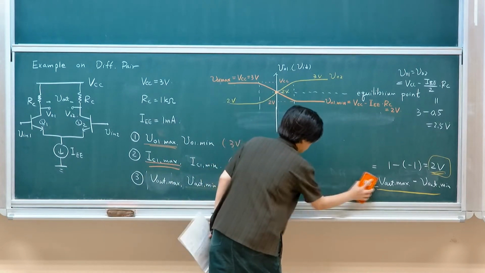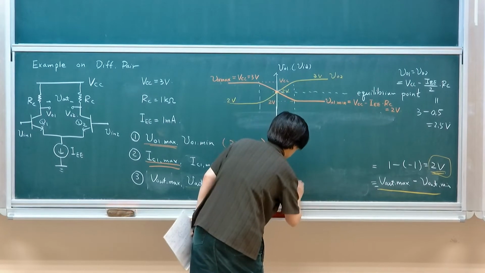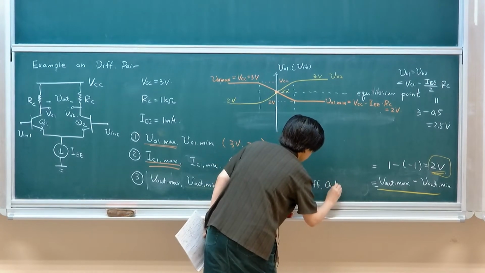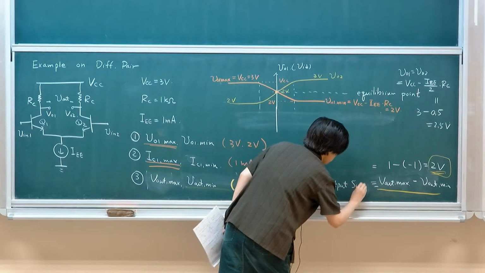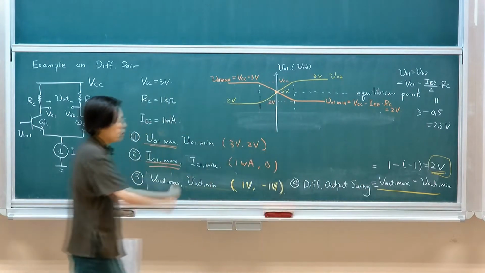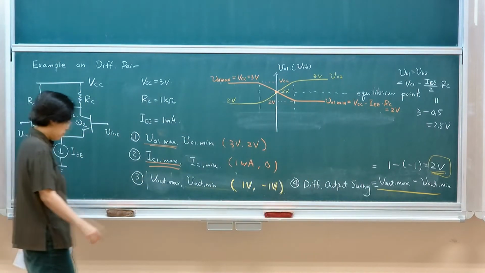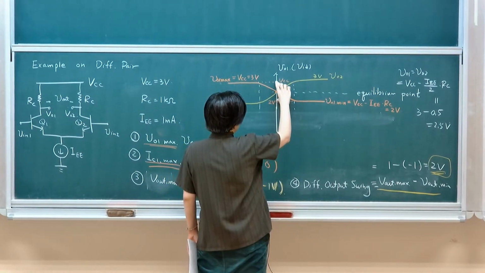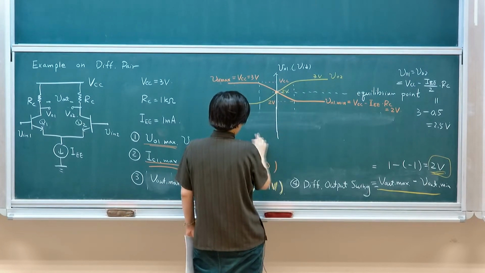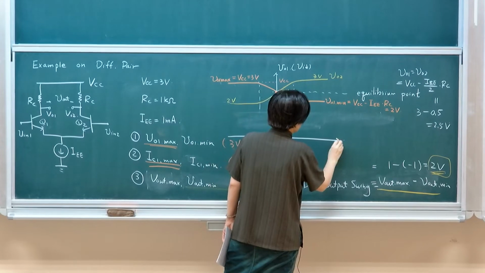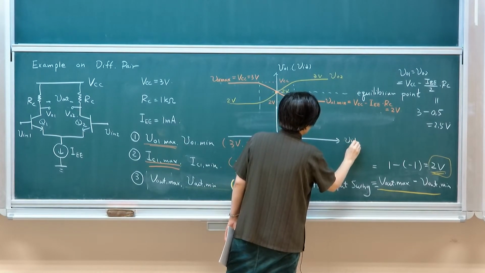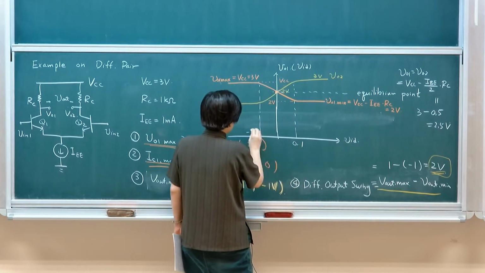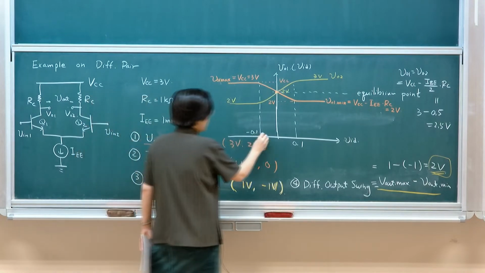Let me write it down. So this is defined as the differential output swing. Swing simply means your maximum level. Okay? So let me come back to this plot. So this is 1 volt, and then 2, 3. So this is actually my ground. This is VID. As I said, the region is 0.1 volt to minus 0.1 volt. Okay, these 2 points.